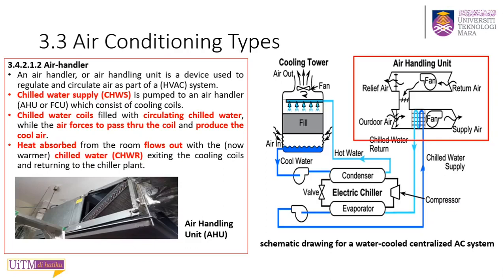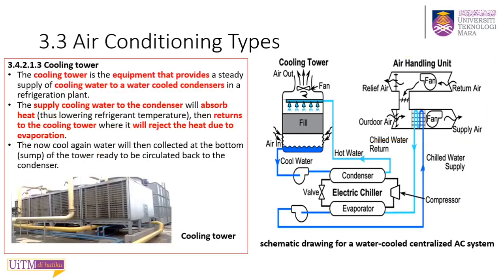Chill water supply from the chiller enters the air handler through water coils, and as supply air passes through these coils, it will result in cold supply air. Chill water, which is now warmer, will return back to the chiller to restore its coldness.